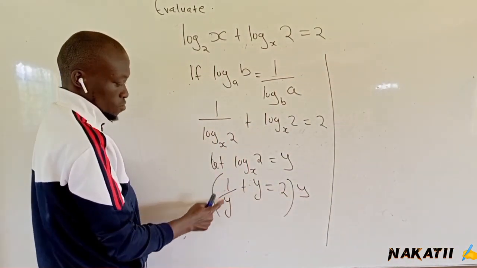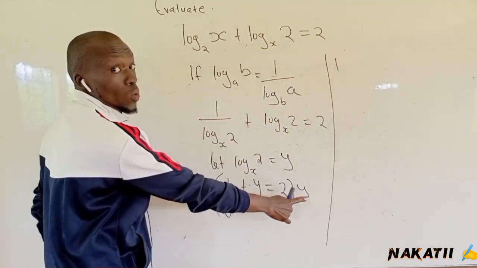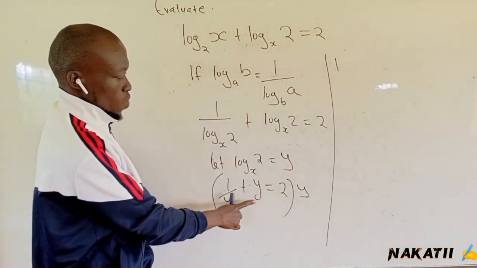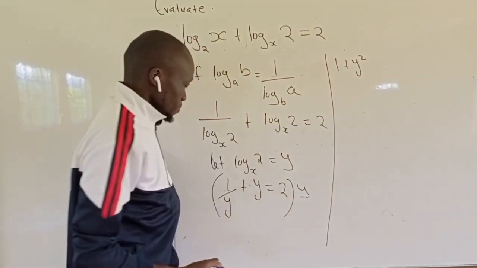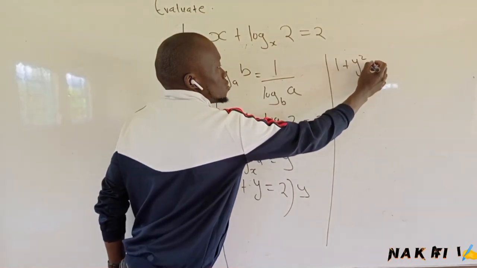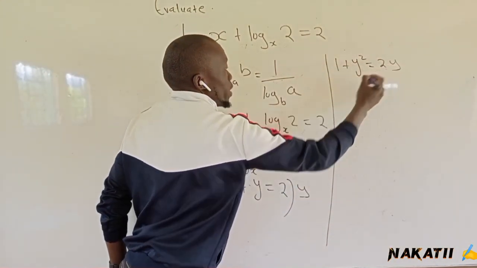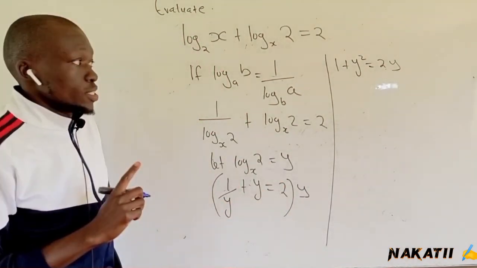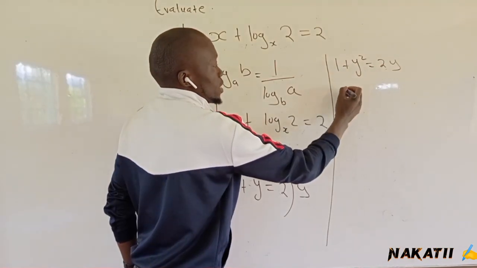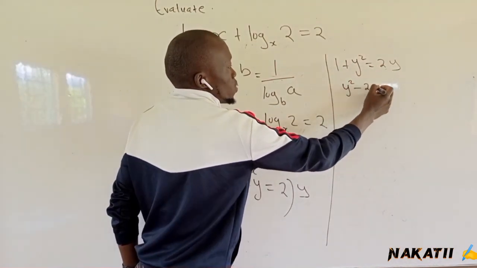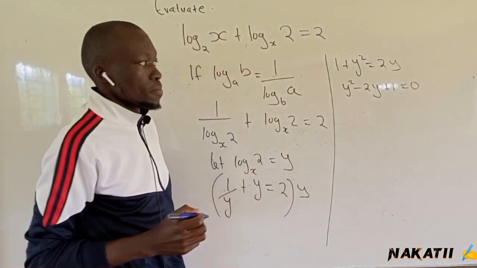y multiplied by 1 over y, we'll get 1 because y cancels y. Then y times y will be plus y squared is equal to 2 times y gives you 2y. That is a quadratic equation that we can rearrange. So this one can be written as y squared minus 2y plus 1 is equal to 0.